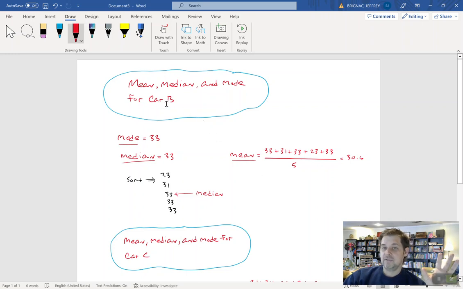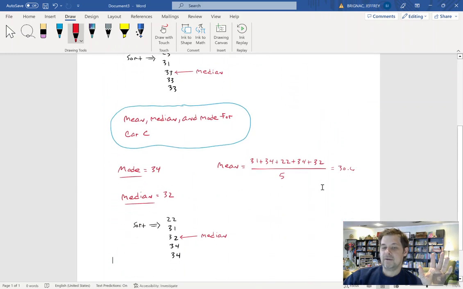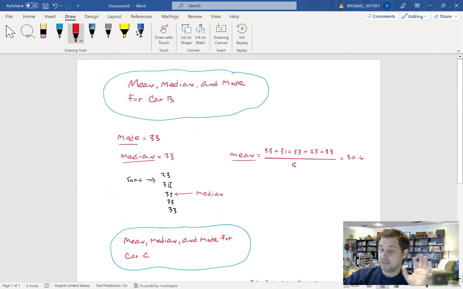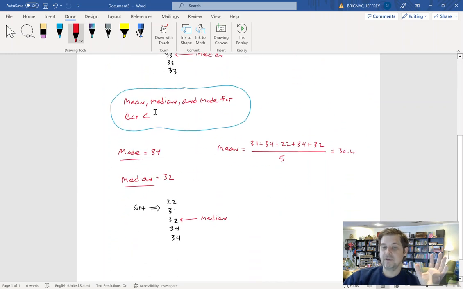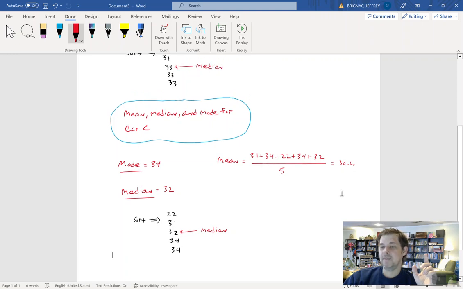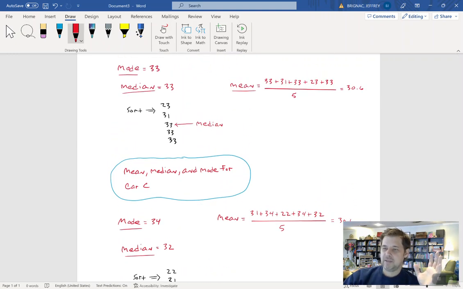So what I've done is I've calculated all of those measures of central tendency for the other cars. For car B, it's got a mode of 33, a median of 33, and a mean of 30.6. I calculated these the same way as I did for car A, same formulas and everything. And for car C, I got a mode of 34, a median of 32, and a mean of 30.6.